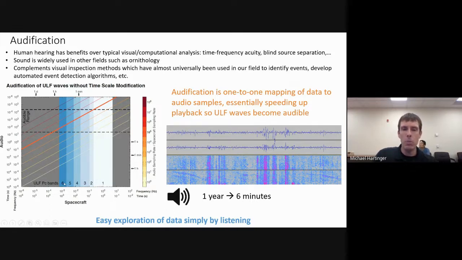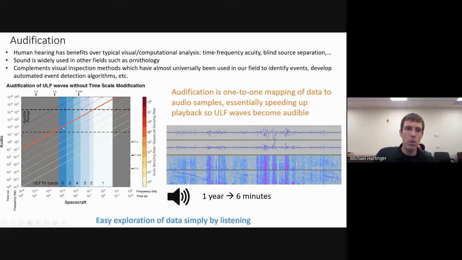Basically the first step in any of this stuff is to figure out roughly the frequency range you're interested in. So you can look at this plot and say, okay, I'm interested in the PC5 band. If I choose an audio sampling rate to spacecraft sampling rate ratio of 10, that won't work, because it's still way below the human audible range. So you have to boost up the sampling rate to something like 10 to the 5 resampling, which is why you get this 1 year and 6 minutes thing.